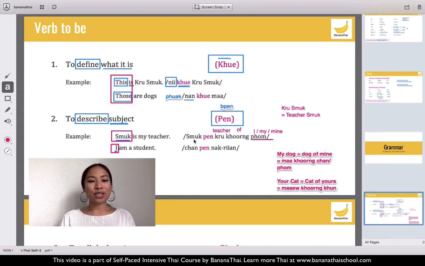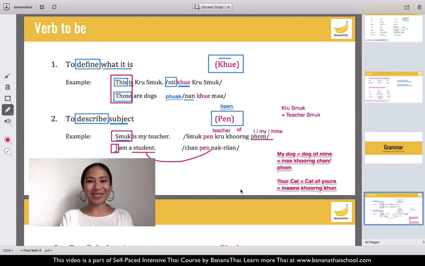Alright, let's go back to here. Smoke is my teacher. Smoke เป็นครูของผม. See? เป็น, because you describe about me. Next example. I am a student. I, ฉัน or ผม, am in this case is เป็น. See? And then the word student is นักเรียน. Student is นักเรียน. Okay? Got it?